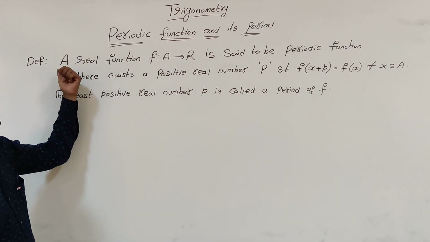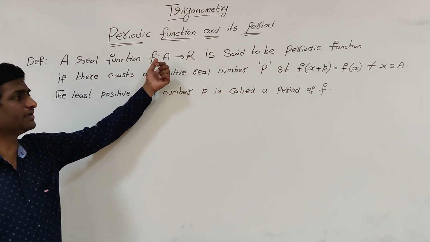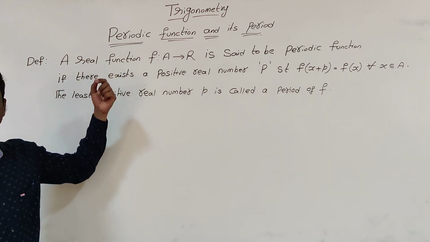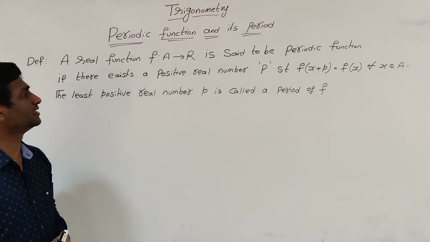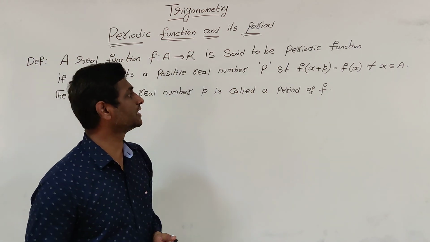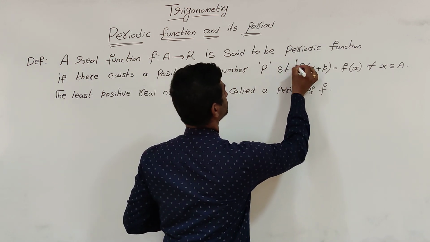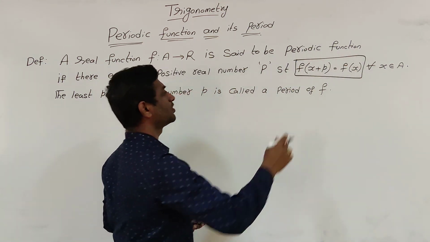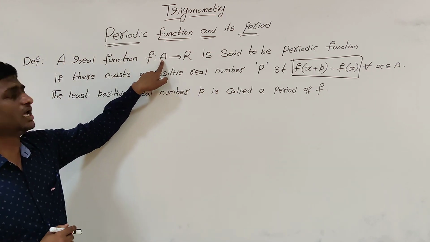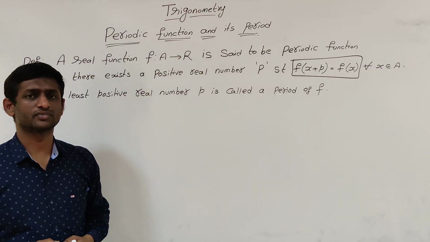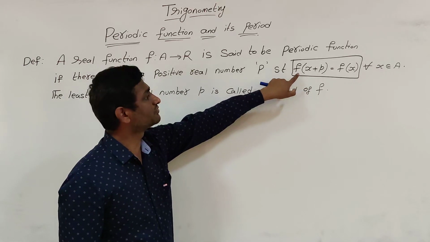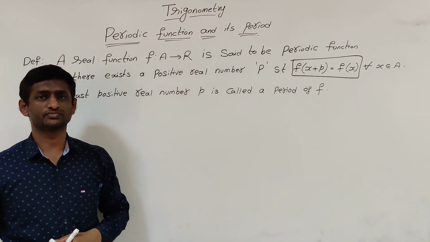So definition: a real function f, a mapping from A to R, is said to be a periodic function if there exists a positive real number p such that f of x plus p is equal to f of x for all x belongs to A. Means in order to be a periodic function, the condition should be satisfied. For all x belongs to A, what is A? A is the domain of the function and R is the codomain. Now, if this condition is satisfied, then the function is said to be a periodic function.